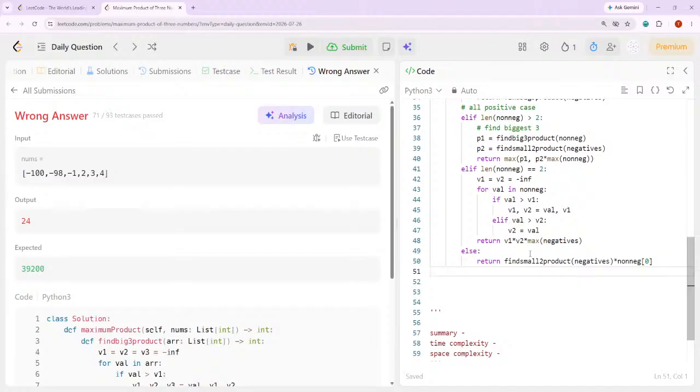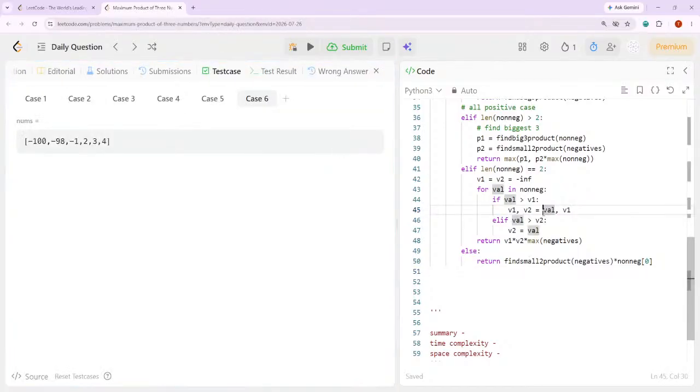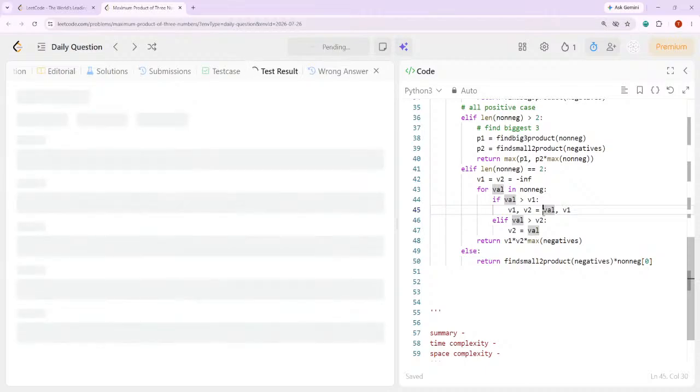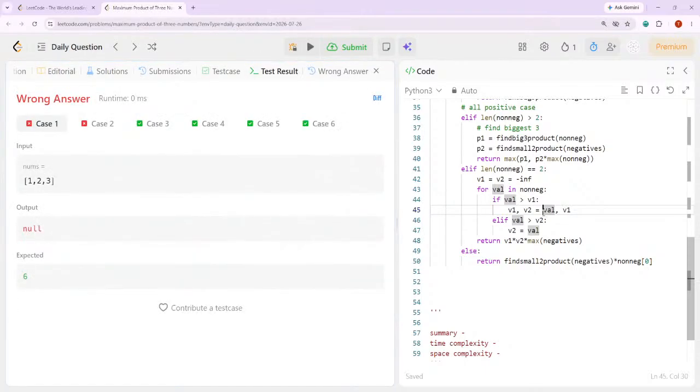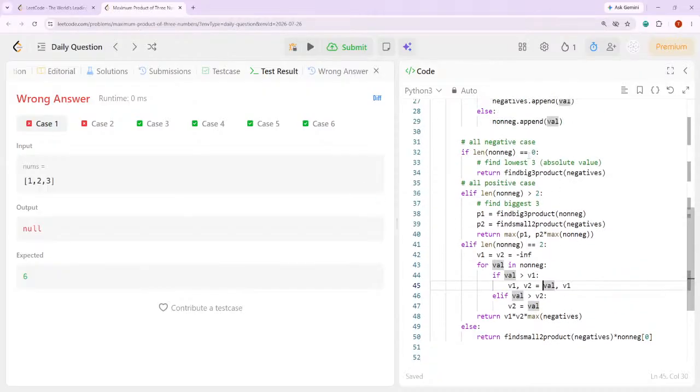Is there any other case that I need to worry about? I think that might be it. I hope that might be it. Damn it. 1, 2, 3. Why did that not work here? Oh, because there was no non-negative. Or yeah, there was no non-negative.